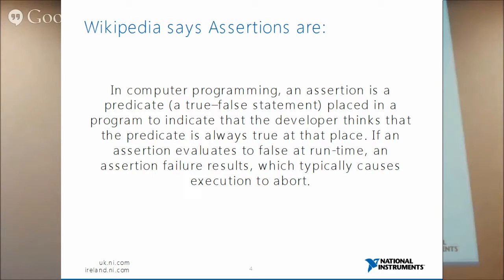So I had a quick look on Wikipedia, and this is the definition, which says it a bit more succinctly than I do. Basically it just evaluates a true-false statement, which should always be true. If it's false, then it causes the execution to abort.